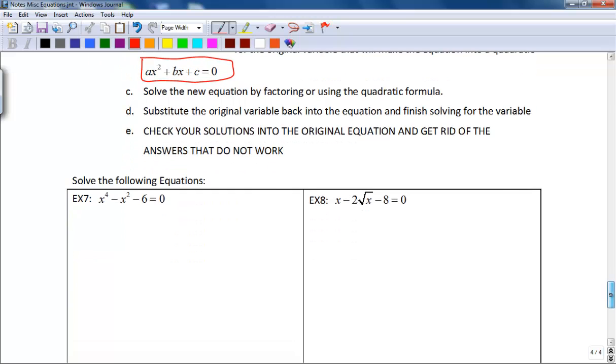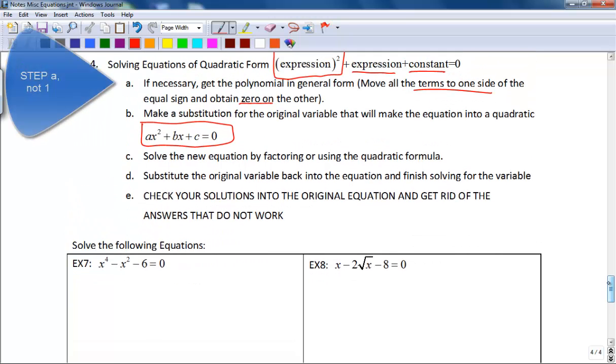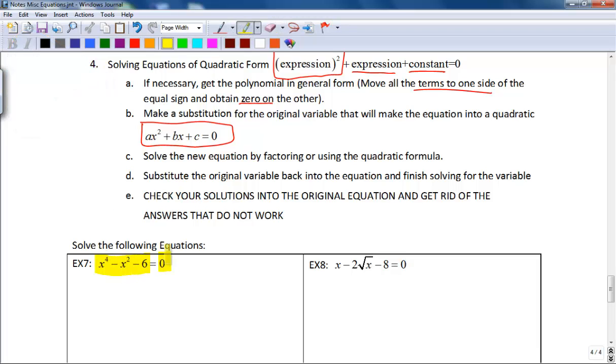Let's look at example 7 and do one of these problems. So step 1, get yourself in general form. Am I in general form? I sure am. All terms on one side, 0 on the other side. Step 2, make a substitution. Let's take a look at what we have here. We have x to the 4th minus x squared minus 6 equals 0. Looks like it kind of wants to be a quadratic, but it's not exactly a quadratic.